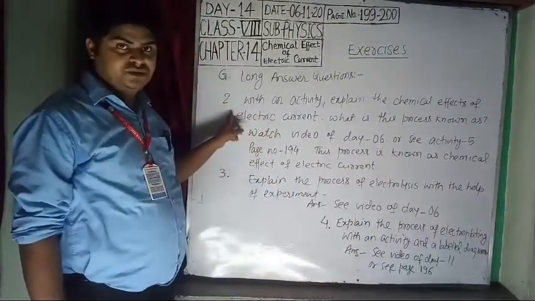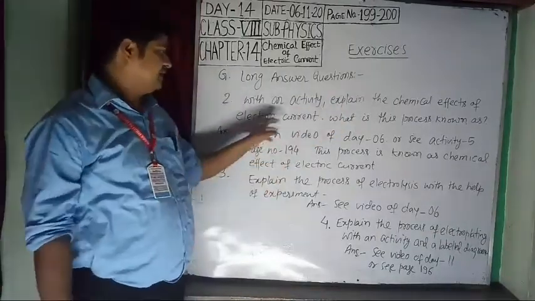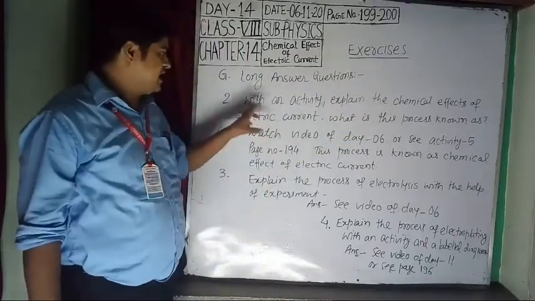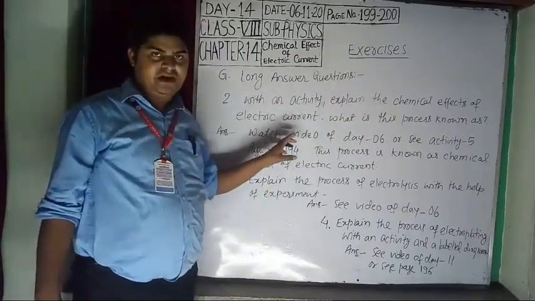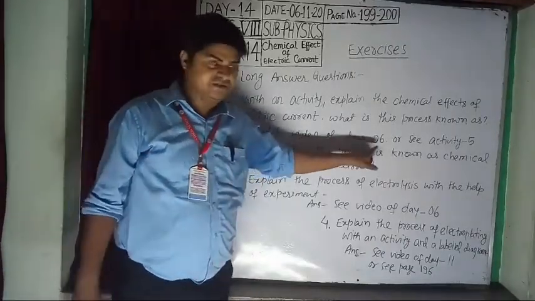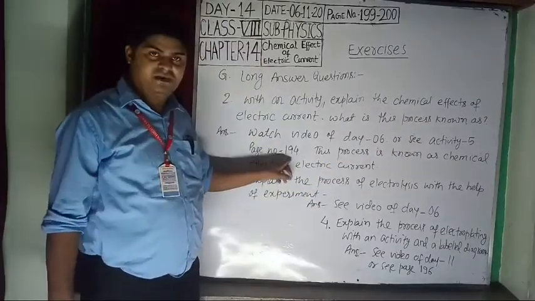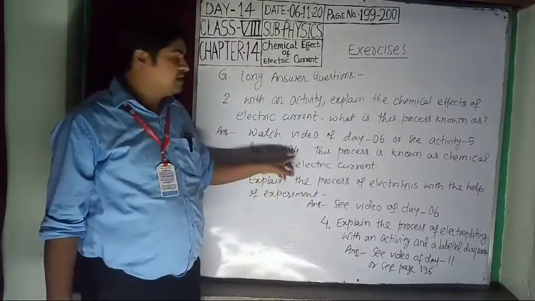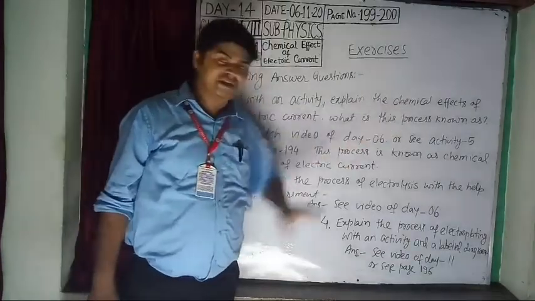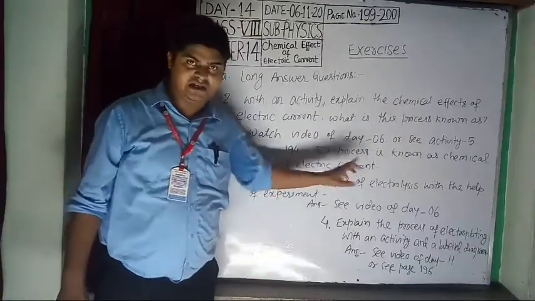Question number 2. With an activity, explain the chemical effect of electric current and what is this process known as. Students, I have done this activity in earlier classes, so you will watch the video of day 6 once again, or you will see activity 5 on page number 194. You will copy this activity. And the second part is what this process is known as. This process is known as the chemical effect of electric current.